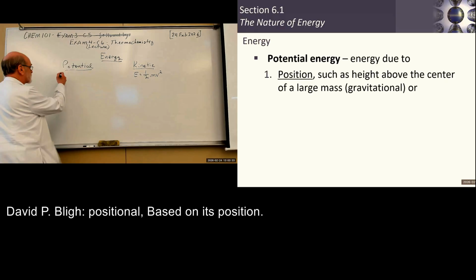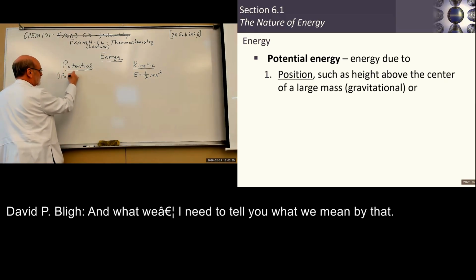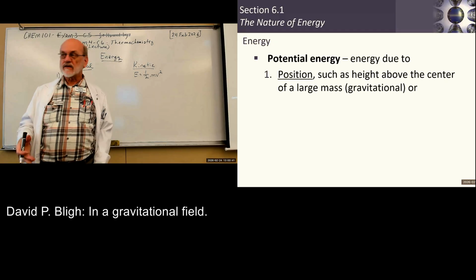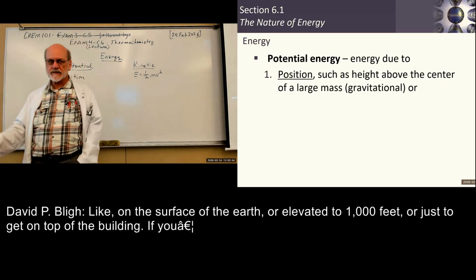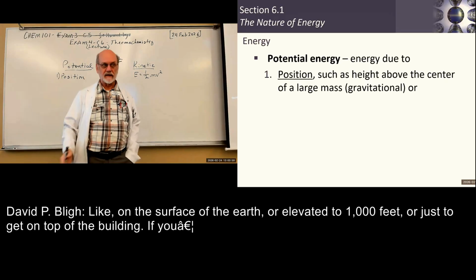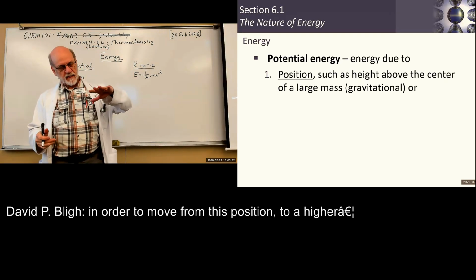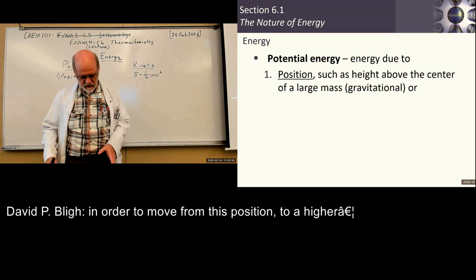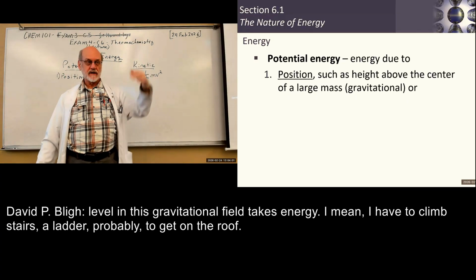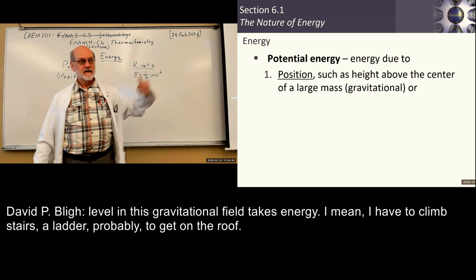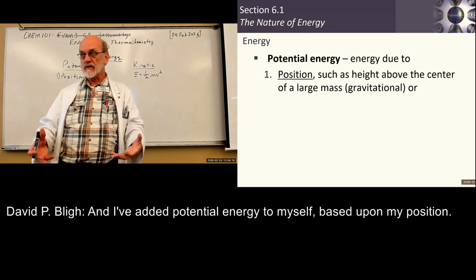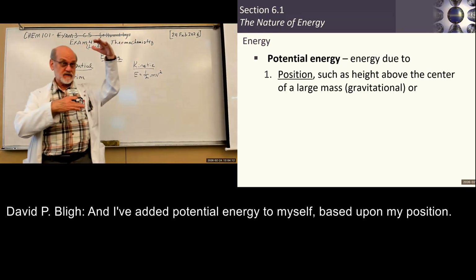Positional, based on its position, and I need to tell you what we mean by that. Based on its position where? In a gravitational field, like on the surface of the earth, or elevated to 1,000 feet, or just on top of the building. In order to move from this position to a higher level in this gravitational field takes energy. I have to climb stairs, a ladder probably, to get on the roof. And I've added potential energy to myself based upon my position.